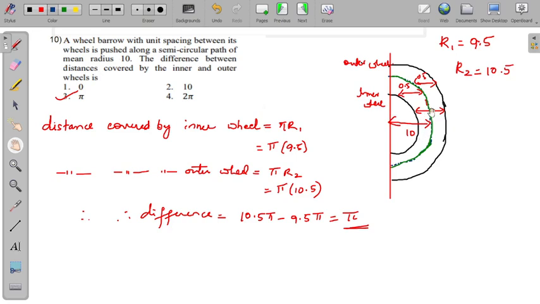The distance between the two wheels is 1 unit, so the green semicircle is exactly midway between the inner wheel and the outer wheel. So this is 0.5 and this value is also 0.5. Now the radius of the inner wheel will be 10 minus 0.5, which is 9.5. The radius of the outer wheel will be 10 plus 0.5, so that is 10.5. Distance covered by each wheel is the circumference of its semicircle, and the formula is pi r. So pi r1 equals 9.5 into pi, and this is 10.5 into pi. 10.5 minus 9.5 times pi gives you the answer, pi.